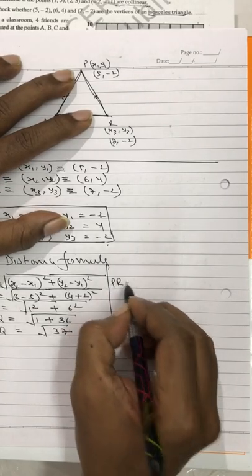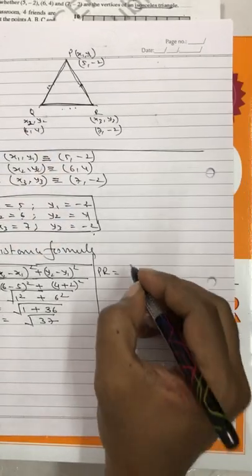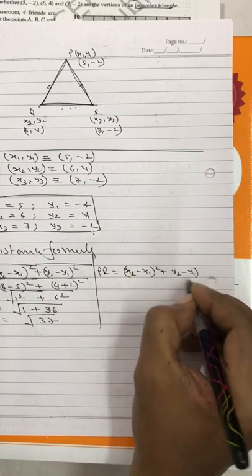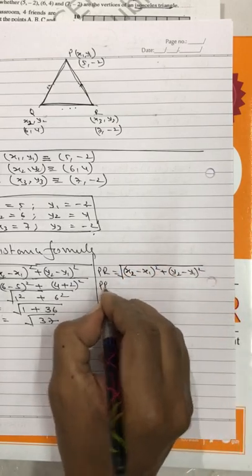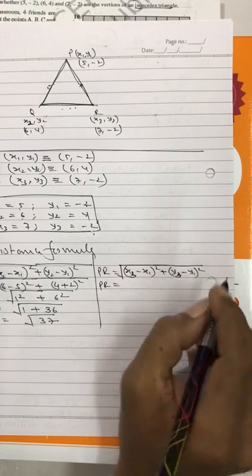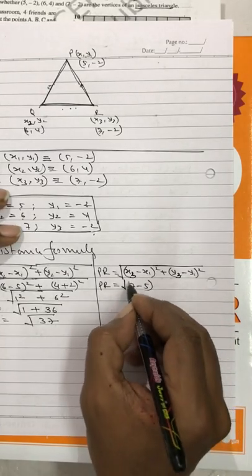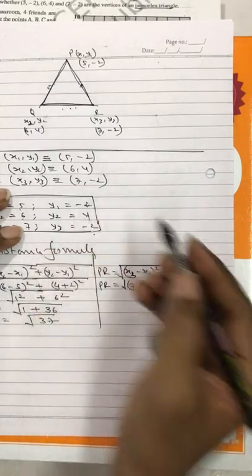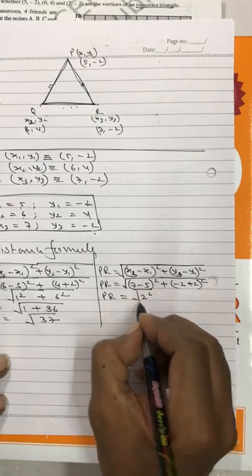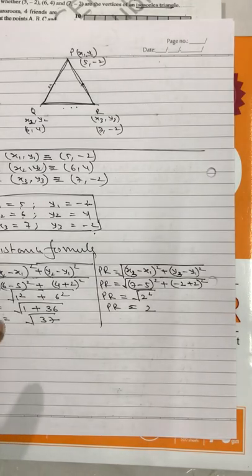Now I will go to find PR. For finding PR, x1 and x3, y1 and y3, both are negative, now you can take anything. This will become the root of x3 minus x1 the whole square plus y3 minus y1 the whole square. Sorry my dear students, x3, y3. That's why, see, counter checking is going on. That's why I am able to trace my mistakes. 7 minus 5, the whole square, plus minus 2 minus minus 2 will give me plus 2... sorry, 0, the whole square. PR is equal to 7 minus 5 will give me 2 square, and this is 0. Therefore, PR is equal to 2. PQ is root 37, PR is 2.